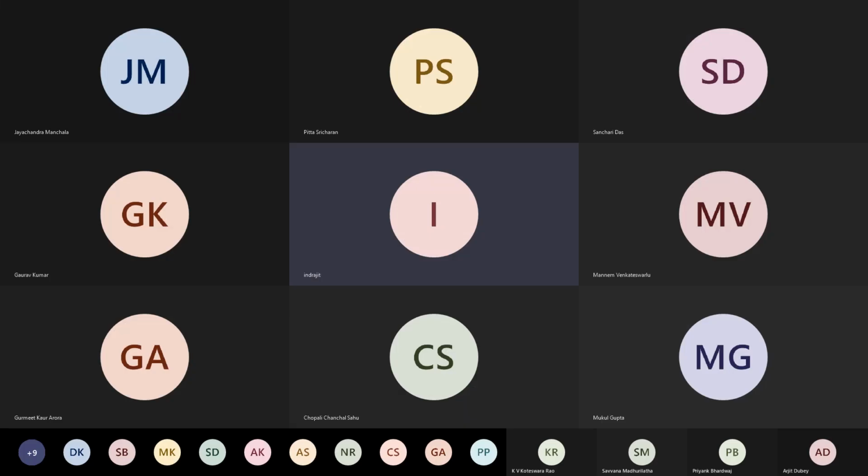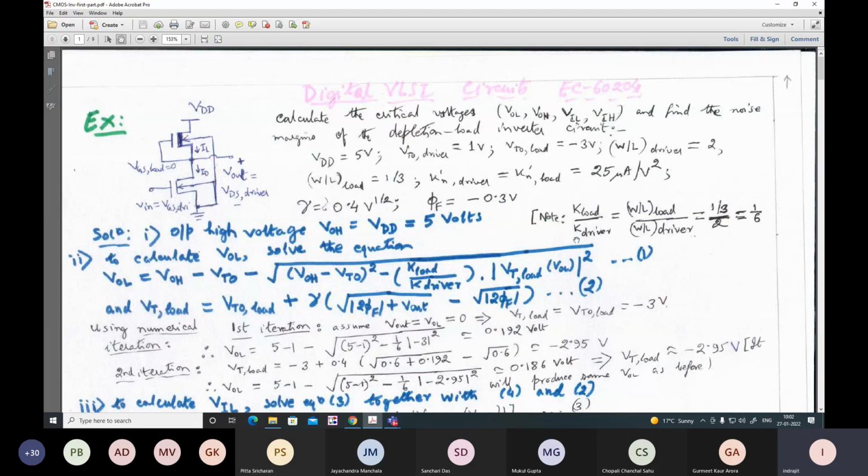Discussed that for the depletion load inverter, the salient voltages should be found by resorting to an iterative procedure. Okay, so let us take up one numerical problem. Here you see that we need to calculate the critical voltages, namely the nominal output low VOL, VOH, VIL, VIH, and find the noise margins of the depletion load inverter circuit. So these are the data.